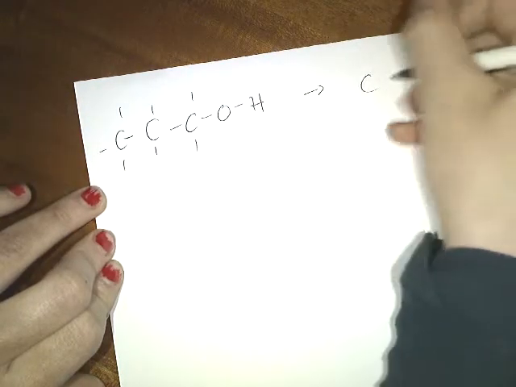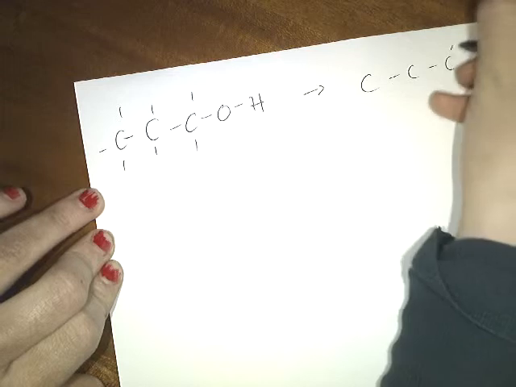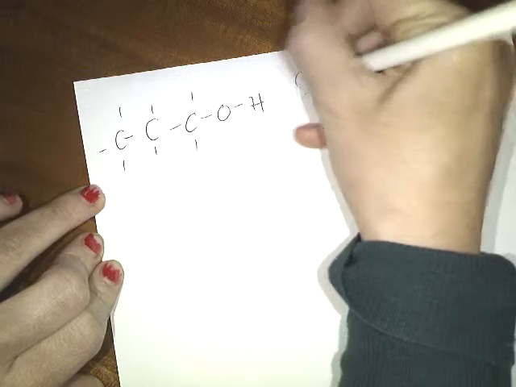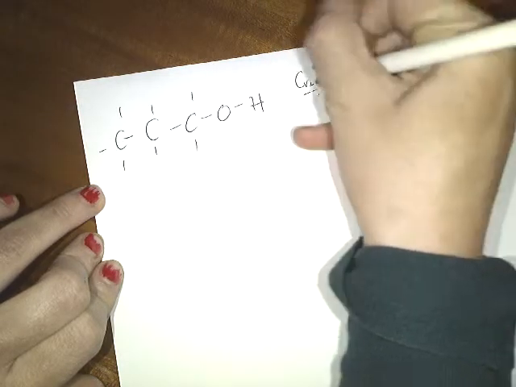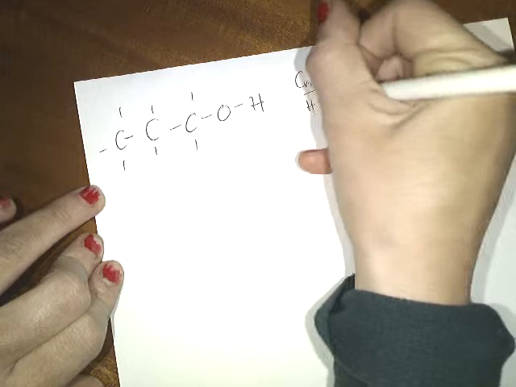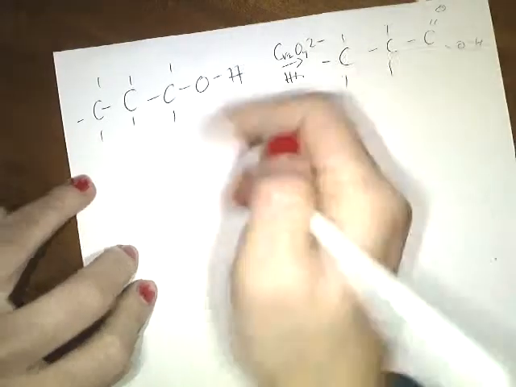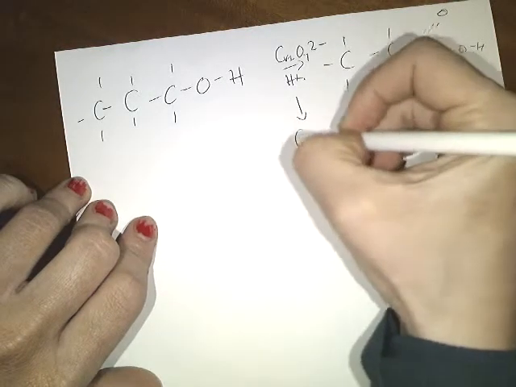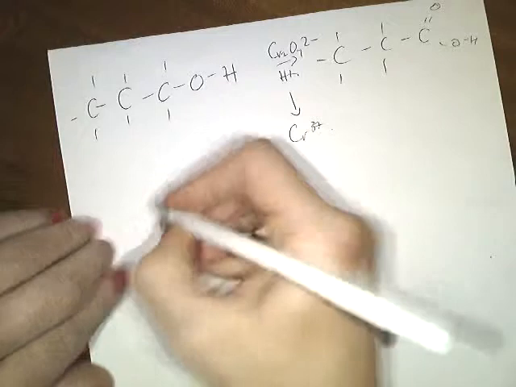Okay, and for the final one, I'm going to give you guys a little bit of a tricky one. And that is when we oxidize ethanol. Actually, we'll even go propanol to propanoic acid. And we'll add to it Cr2O72 minus plus H plus. Okay, so Cr2O72 minus goes into Cr3 plus, just so we know.